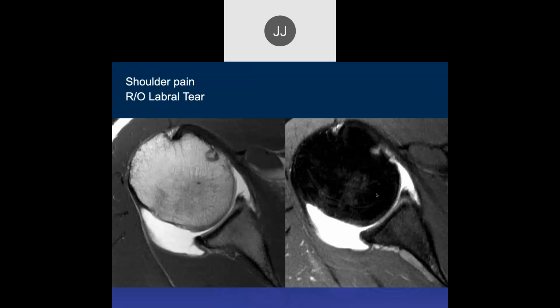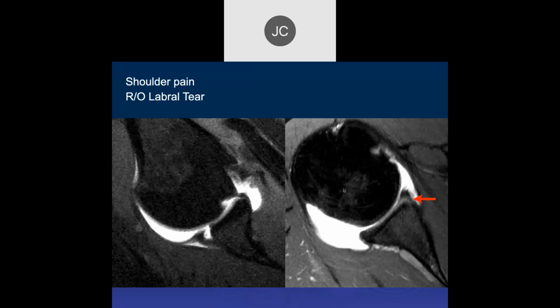Okay, so labral tear. Looking at the anterior labrum, I'm not seeing a tear. Maybe some fraying there, but that looks like cartilage. I agree completely. That's the ABER view.